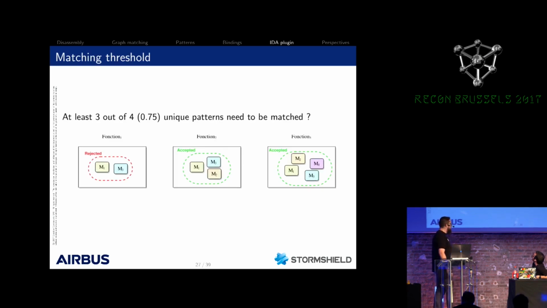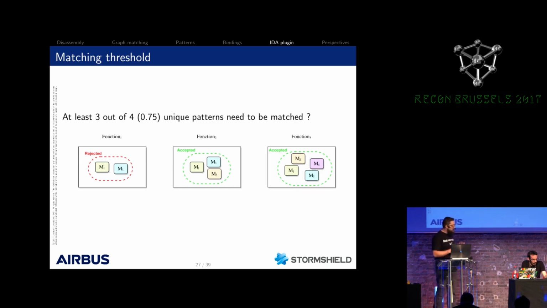Then we have the threshold. Sometimes with the patterns we can have some errors. At the right we have 4 patterns for one function. We match all patterns, so it's good. But in the middle, pattern number 4 is not here. So the function is also, for example, the decryption function, but we missed some patterns.